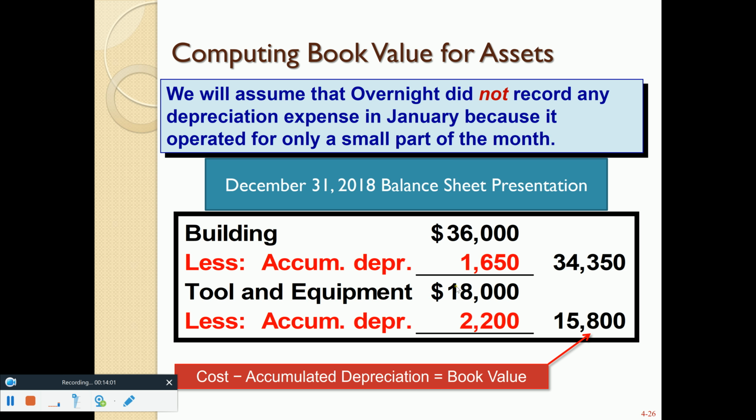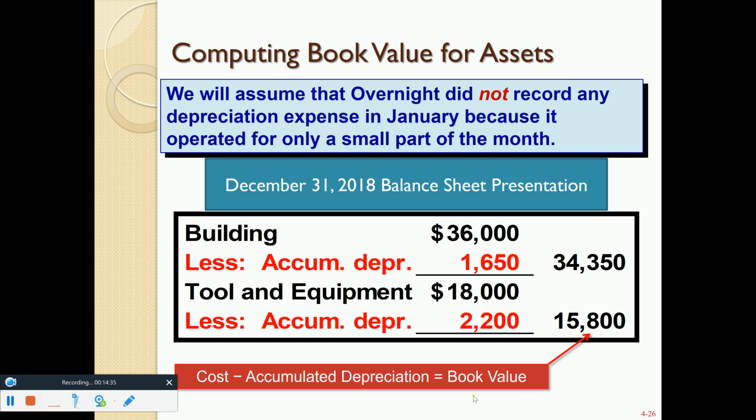Tools and equipment had an $18,000 balance, and we depreciated it $2,200 worth. Debit balance for the tools and equipment, credit balance in the accumulated depreciation. The net debit, this is the amount that we're going to show on the balance sheet. And the amounts that are shown, the building, the fixed asset less its accumulated depreciation, the net between the two is called book value. All right.